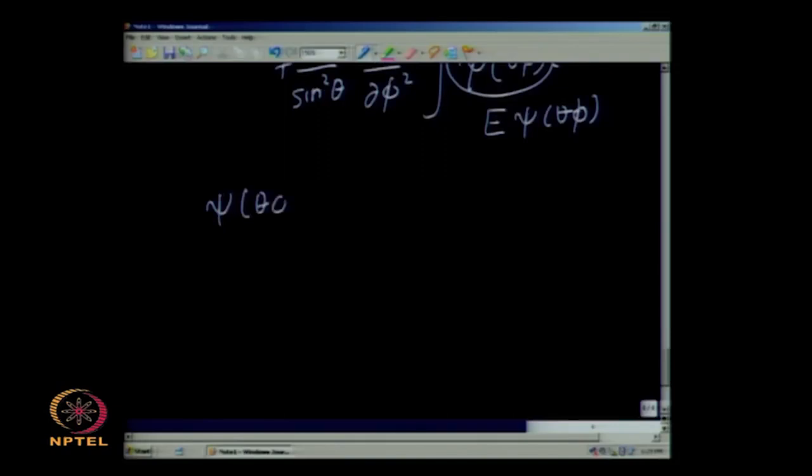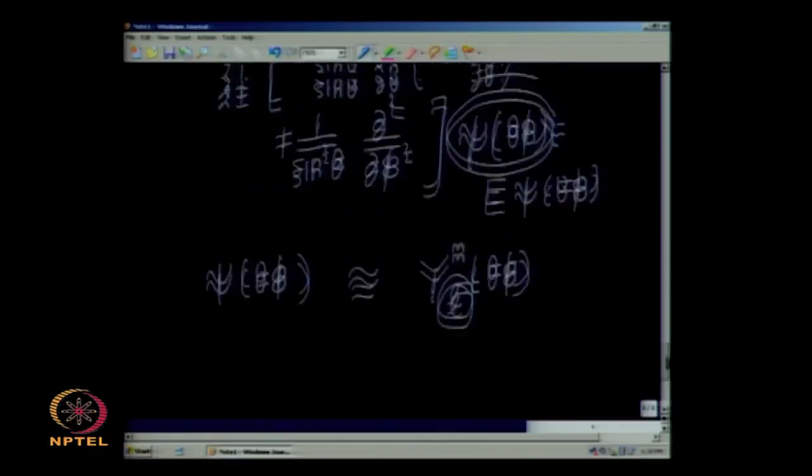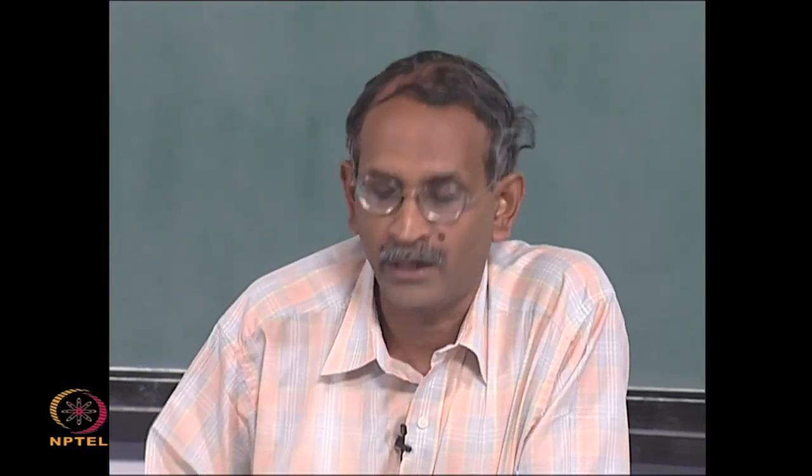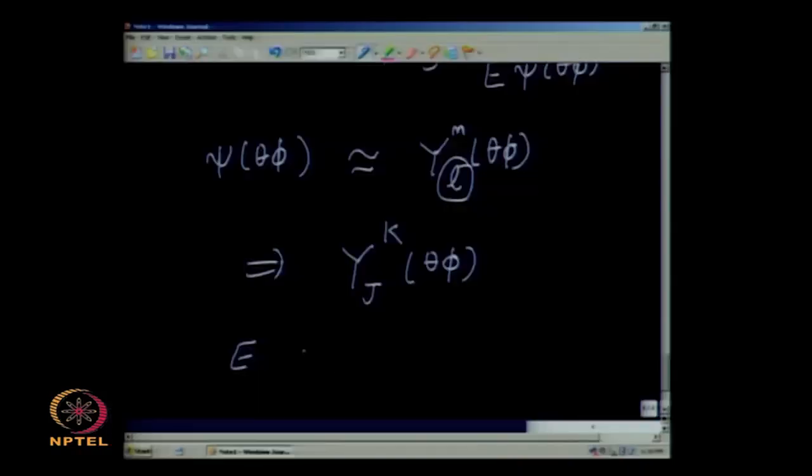Psi theta phi is the spherical harmonics Y. I used the symbol Y l m theta phi earlier for denoting the orbital angular momentum, but here now the quantum number is the rotational angular momentum quantum number, and this is now replaced by Y j k theta phi, where k has the same role as the m and j is the quantum number associated with the rotational motion of the molecule.